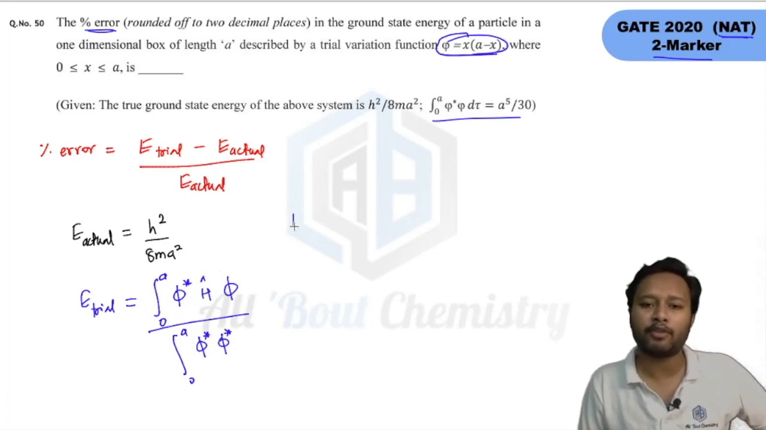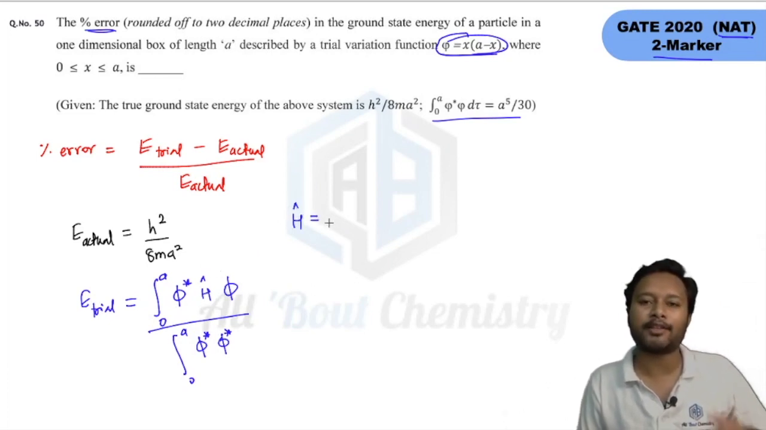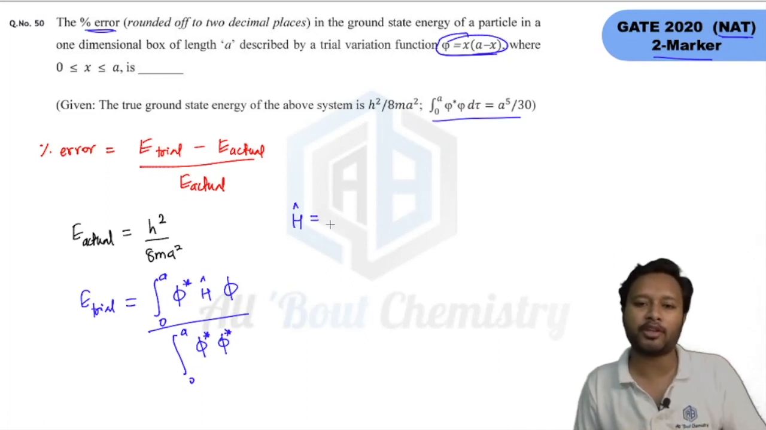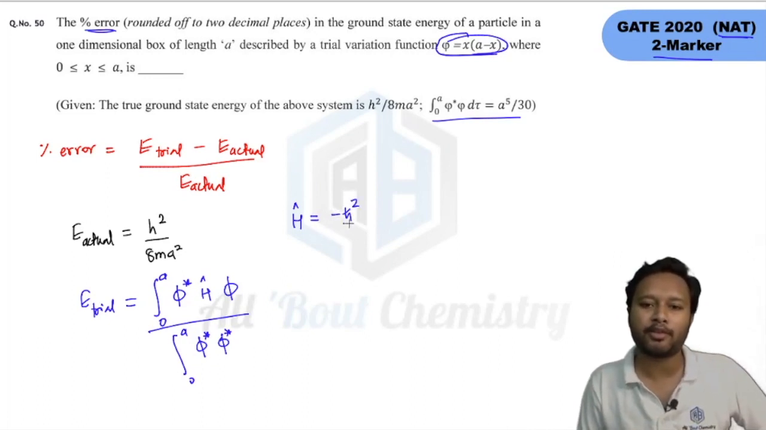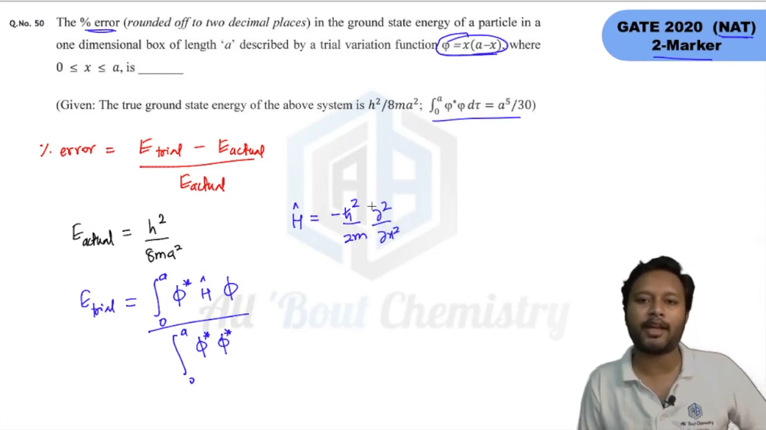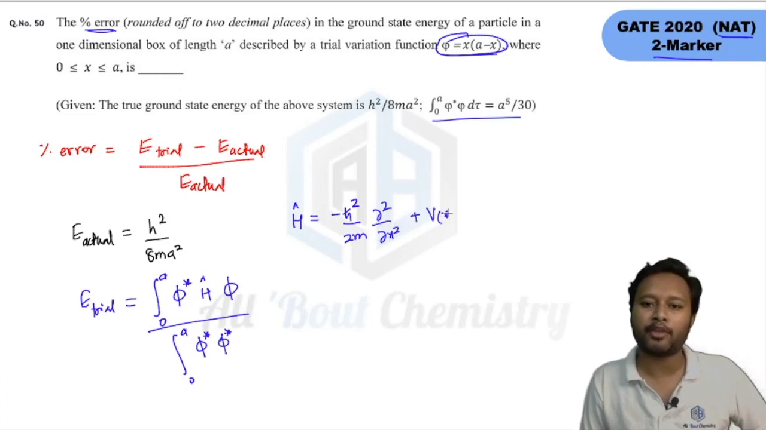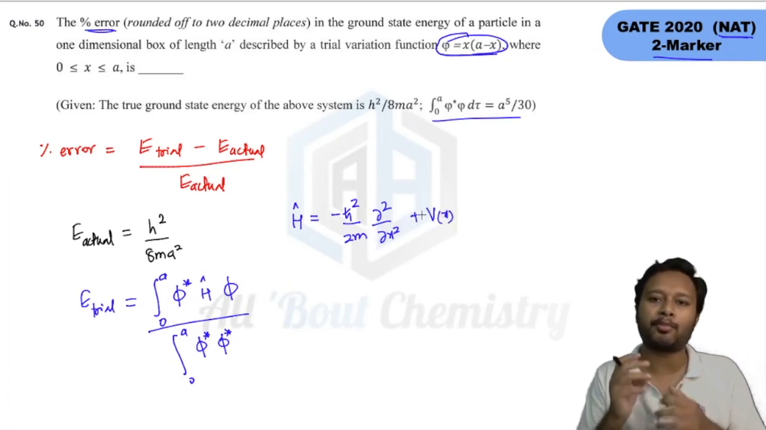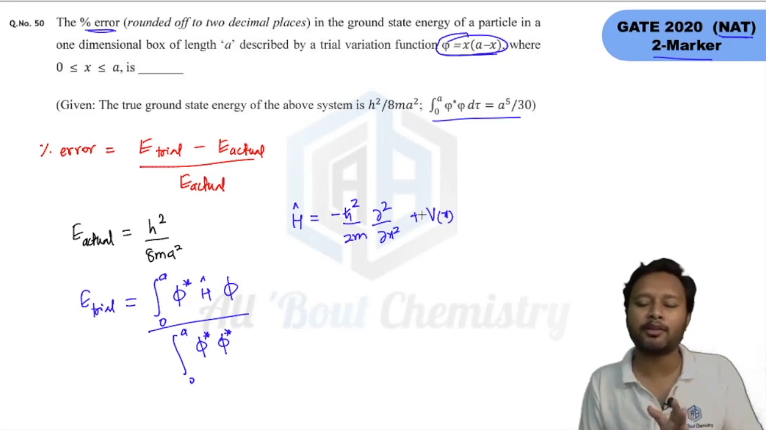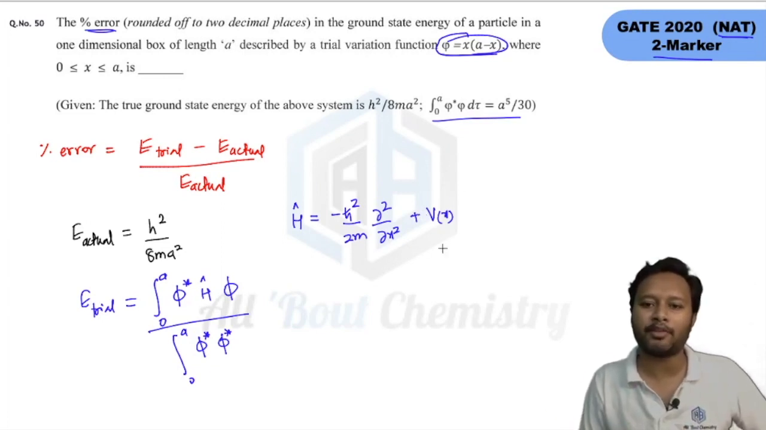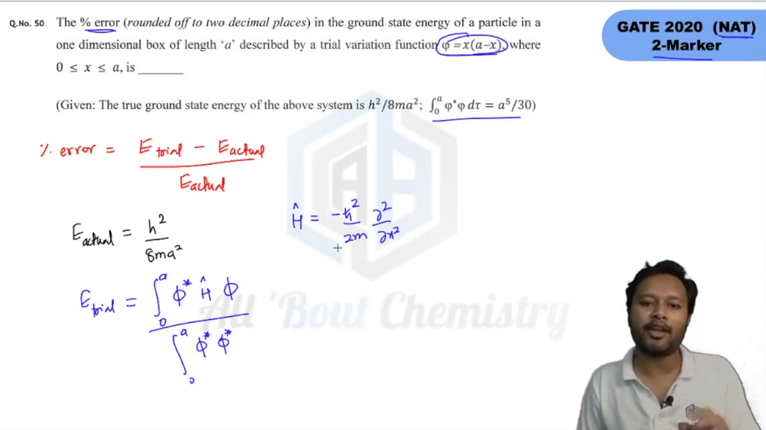H is the Hamiltonian, and you know that the Hamiltonian is the sum of the kinetic energy operator and the potential energy operator. So minus h cross square upon 2m del 2 by del x square is the kinetic energy part, and plus you will have the potential energy part. Since it's about a particle inside a box, it won't have the potential energy part, so we can just neglect it. That's why I am erasing the potential energy part. So the Hamiltonian will be minus h cross square by 2m del 2 by del x square.